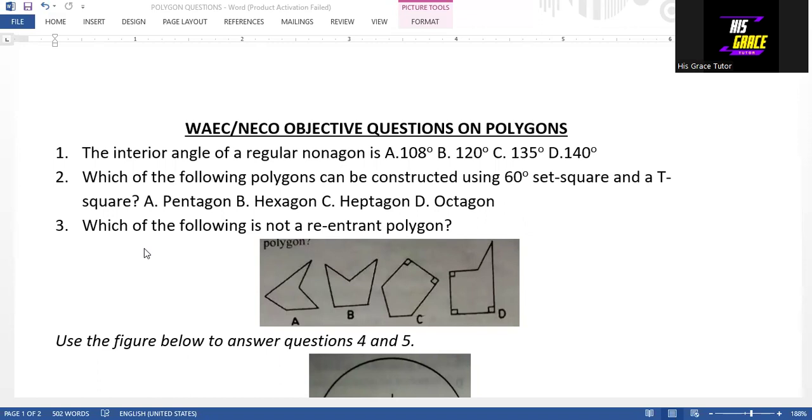Then question 3 says, which of the following is not a reentrant polygon? So option C is the answer to this question. This polygon here in option C is not a reentrant polygon.